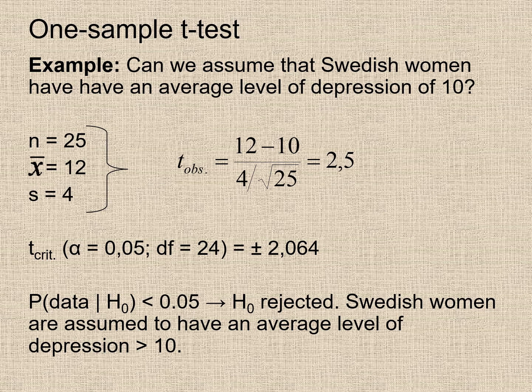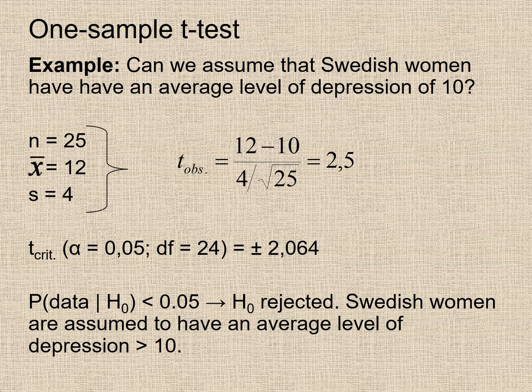So let's have an example. Let's imagine we want to figure out if Swedish women might have a population mean on the variable of depression that is a value of 10. So in order to answer this question, we draw a sample from the population. In this case, a sample of 25 individuals. And in this sample of 25 individuals, we calculate the sample mean on depression that equals 12. And in the sample, we get a standard deviation of 4.